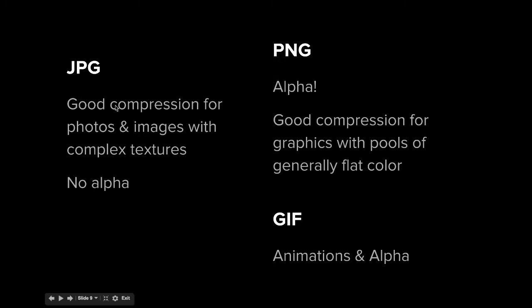So just to quickly walk through this, although we probably already know it, JPEG, great for compressing photos and images with complex textures, especially as compared to PNG, which is better for compressing images with large pools of flat color. Say a logo would probably do better with a PNG compression than a JPEG, for example. JPEG has no transparency, no alpha. PNG does support alpha. GIF is unique from the other two because it supports animation. And of course, GIF also supports alpha.